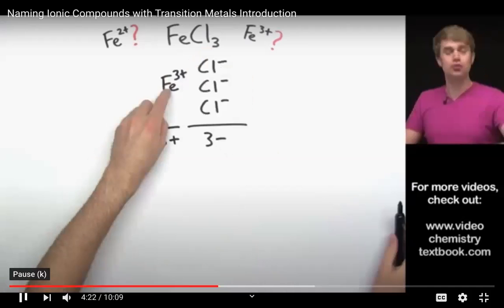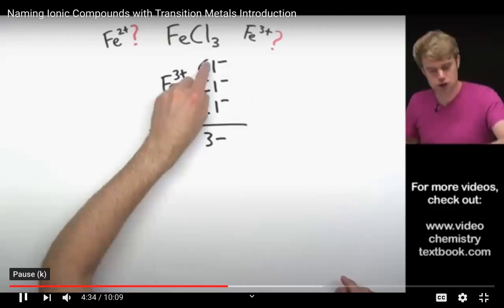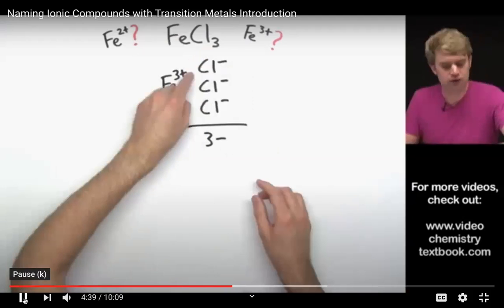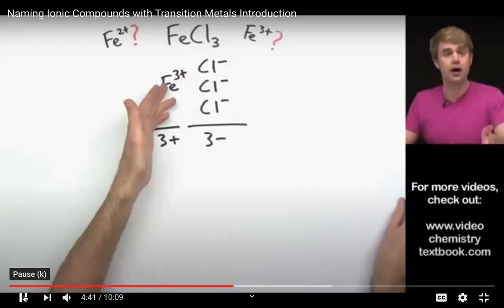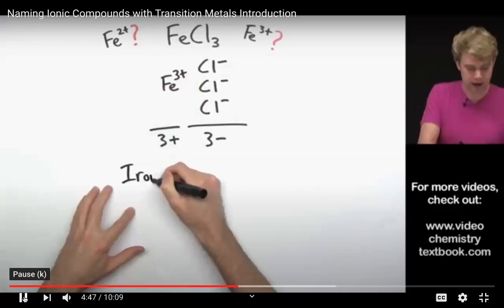So 1 ion of Fe3+ gives us 3+ of charge, which has to be balanced out by the 3 minus over here, which is distributed over the 3 Cl minuses. So that's how we figure out the charge on iron. And since this is iron 3+, the name for this compound is going to be iron 3.